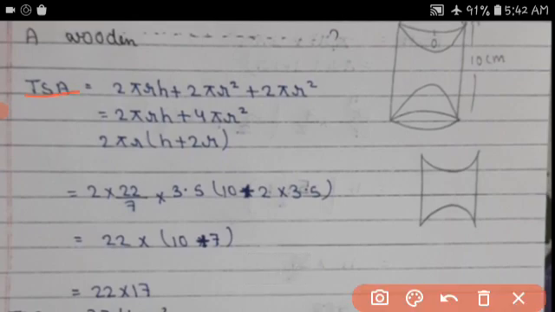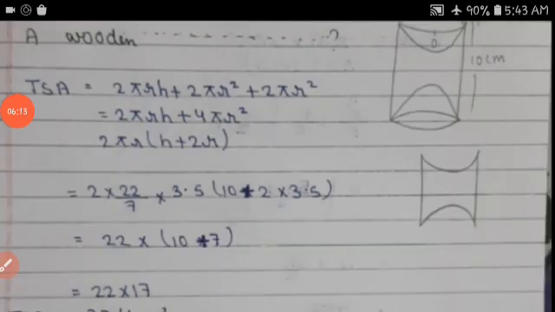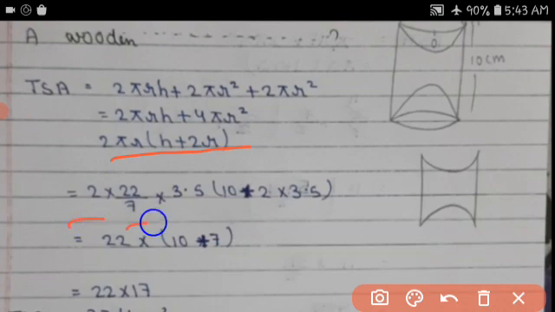Now total surface area equal to 2 pi rh plus 2 pi r square plus 2 pi r square. 2 pi rh plus 4 pi r square. 2 pi r common bracket h plus 2r. Now put here the values of pi, r and h. 2 into 22/7 into 3.5 bracket 10 plus 2 into 3.5. 10 plus 7.